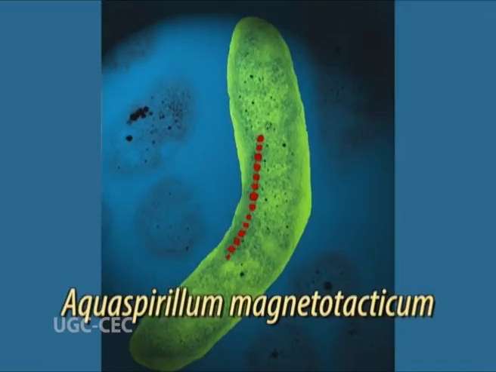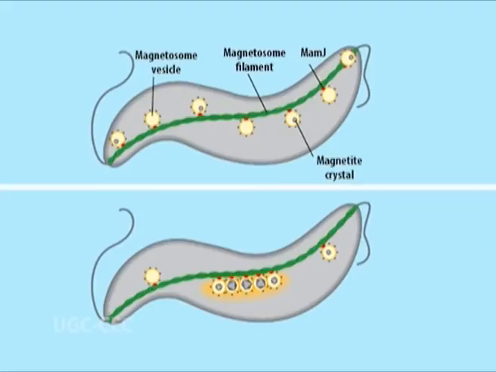Aquatic magnetotactic bacteria like Aquaspirillum magnetotacticum can orient themselves in Earth's magnetic field, as most of them have intracellular chains of magnetite (Fe3O4) particles called magnetosomes.